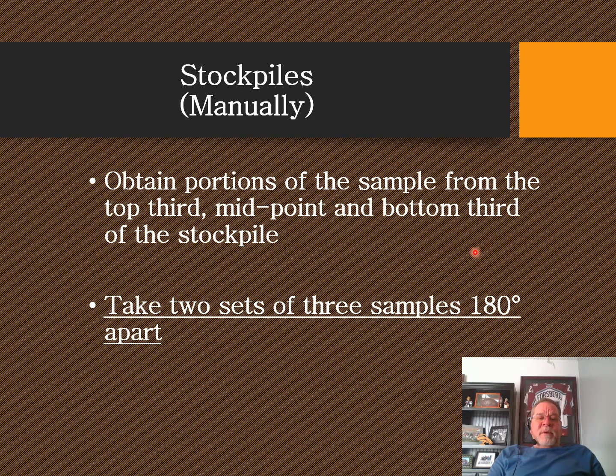In a stockpile manually, you obtain the portions from the bottom third, top third, and midpoint of the pile, and then you go over the other side and you create another set, so 180 degrees over. So you're going to get 6 portions in that pile and combine them to create 1 sample.